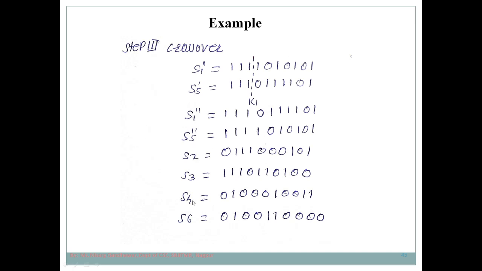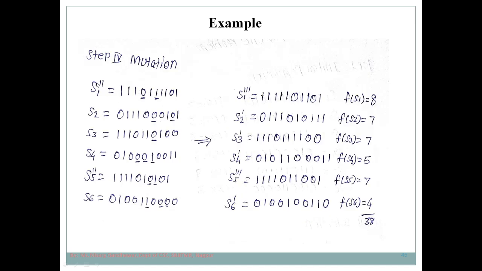S2, S3, S4, S6 remain as they are, because they are not that fit compared to S1 and S5, so they are not selected for the process of crossover. Now crossover takes place between S1 and S5. After that, you need to perform mutation. So this is the input that we have given to the mutation operation.